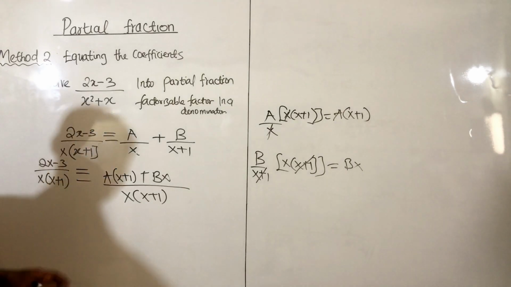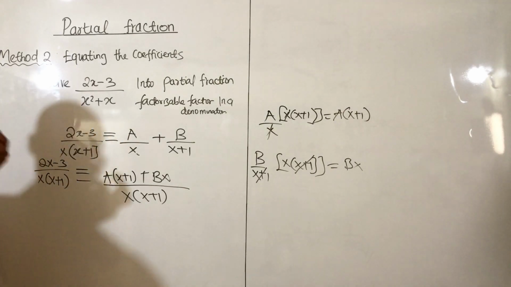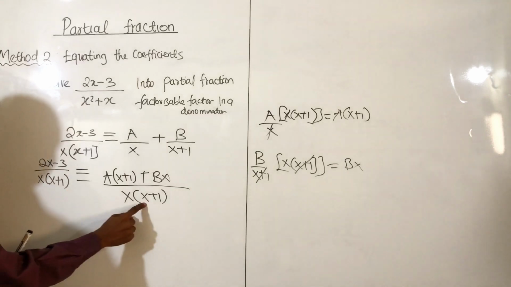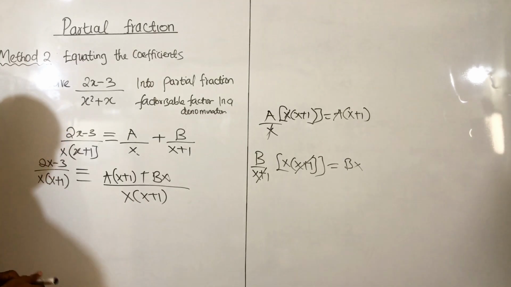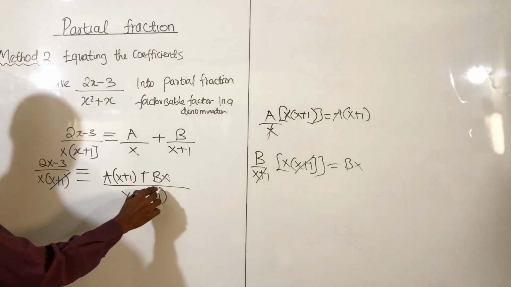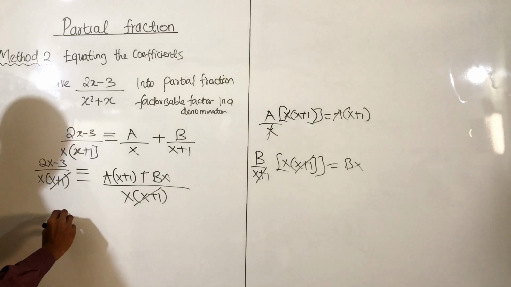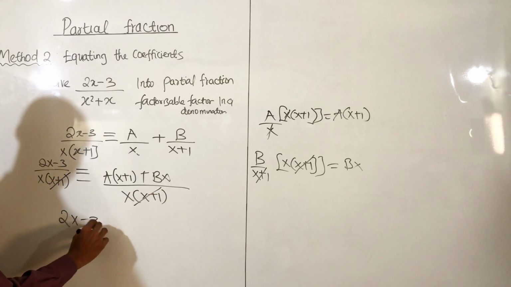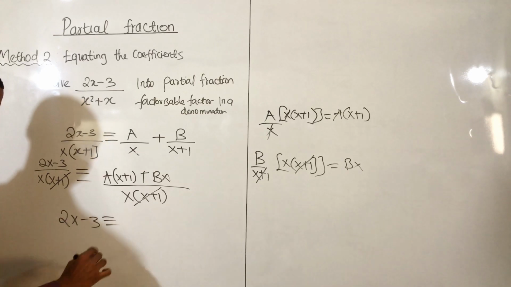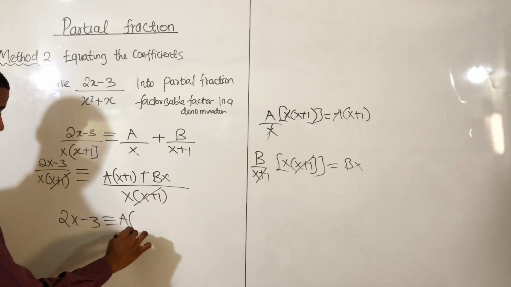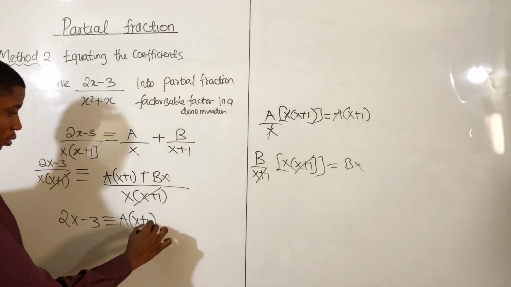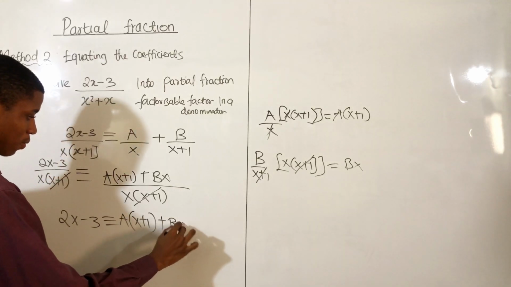Of course, now the next step is very easy. You notice that these two have this LCM, so we're just going to cancel this out and cancel this out. We're going to be left with 2x negative 3, of course, assuming that it is equal to a bracket x plus 1 plus bx.